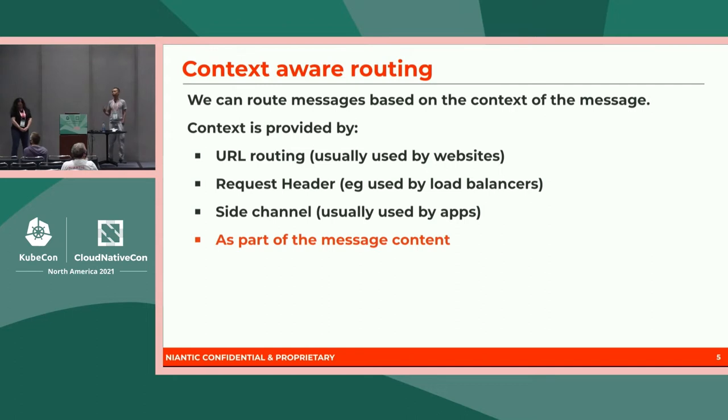You probably know about the usual context-aware routing that nearly every website uses. The URL directs your particular request to a backend that then serves your request. Nearly every website does this. You can also get data from the request header about how to do routing. This is usually done by a load balancer. You can also have side channels that are used to direct traffic. This might be an application that tries to give smart load balancing by checking which servers can take the load. And what this talk is about is using the actual content of the request message in order to do the routing.